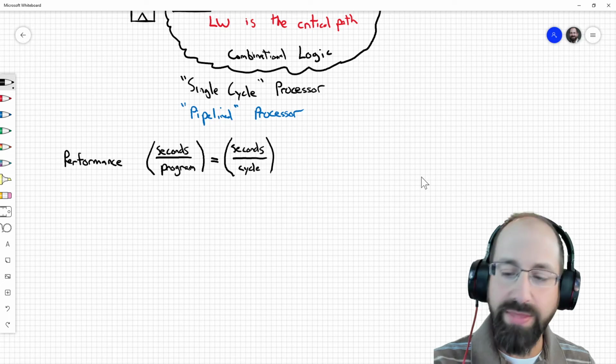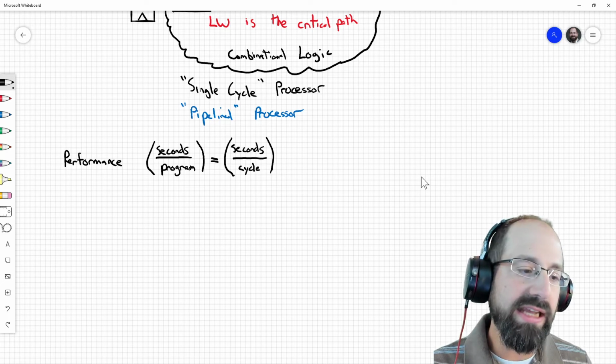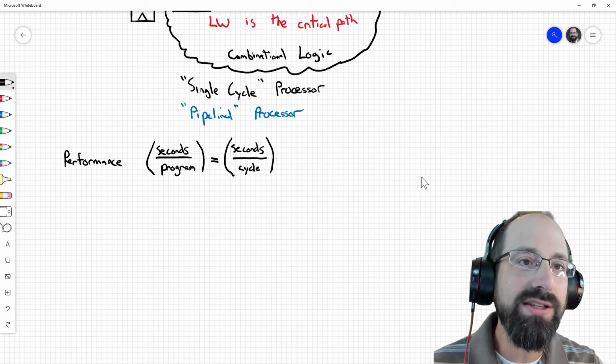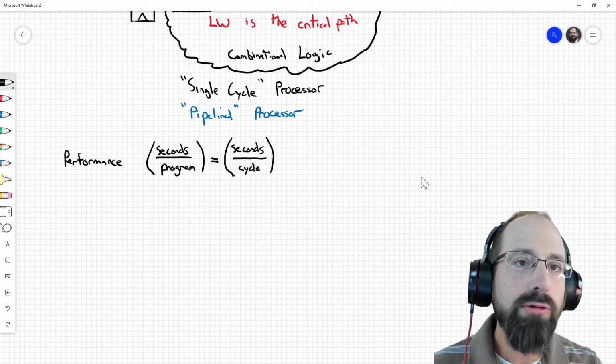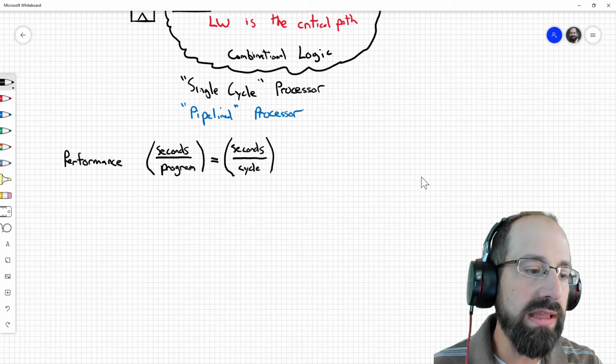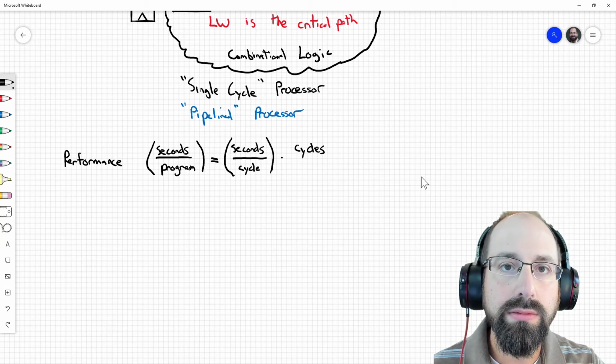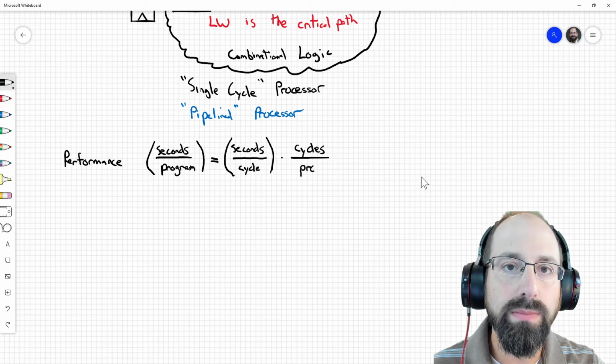And then to get from that to seconds per program, again, if we think of it in terms of our easy physics units, we have seconds already. We would then need to have some way to relate that to how many clock cycles it takes for a given program.